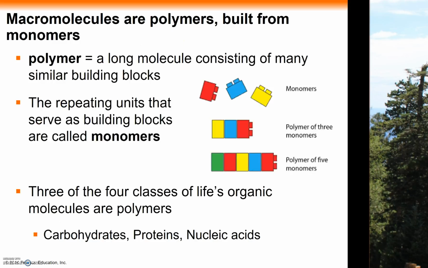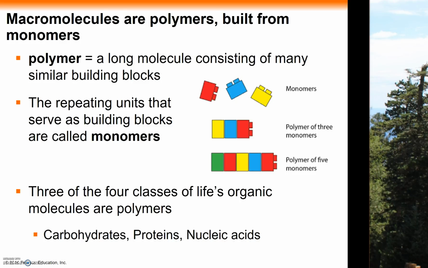All right, now many of these macromolecules are also built as polymers. And the way that we define a polymer is it's a long molecule that consists of many similar building blocks. These similar building blocks, we give them the name monomers. So mono, one, poly, many. You can use many of the monomers to build a really long polymer made from many of the monomers.